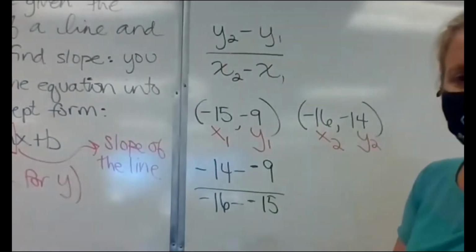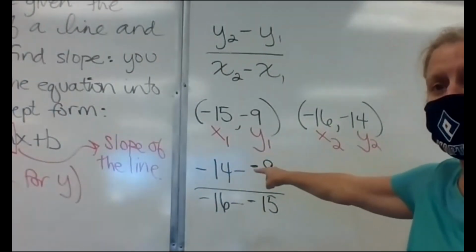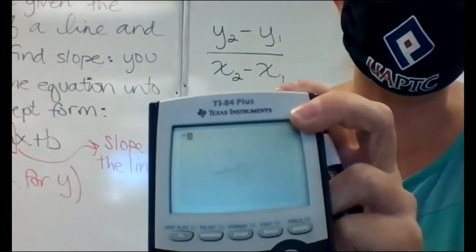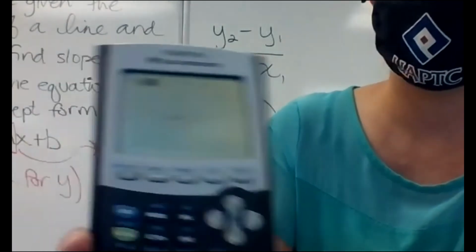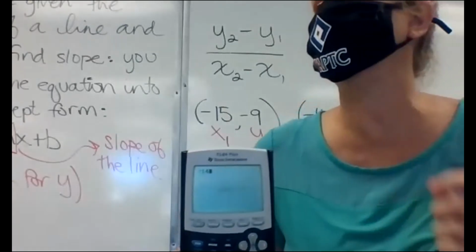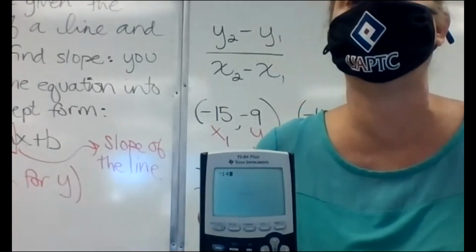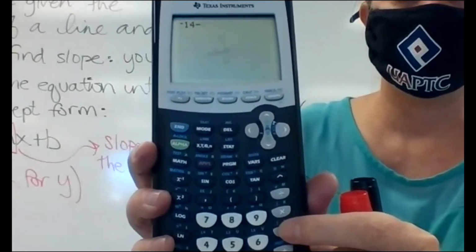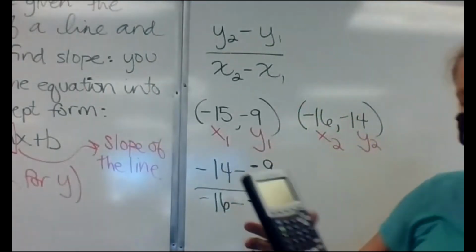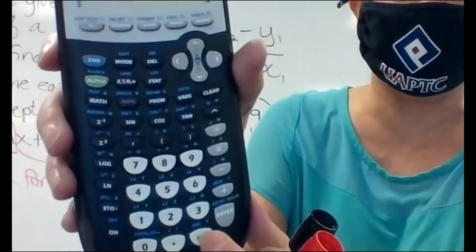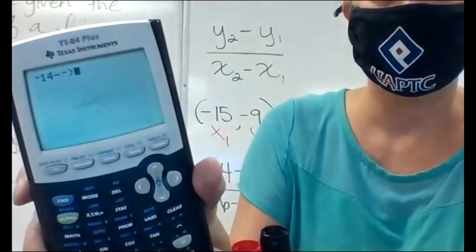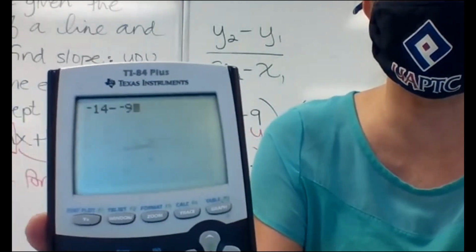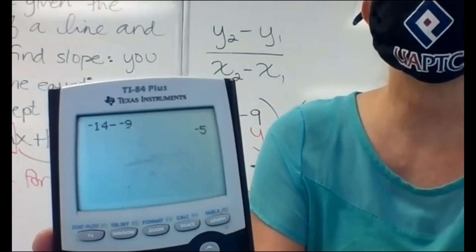So I need, up top, negative 14 minus negative 9. When I type that in, I type it in exactly like that. So negative 14. Now remember the difference between the minus and the negative button. This becomes important on this part. So I first need the regular minus button. And then what am I subtracting? Negative 9. So now you need the negative button again. Negative 9. So negative 14 minus negative 9. Enter. Gave me negative 5.